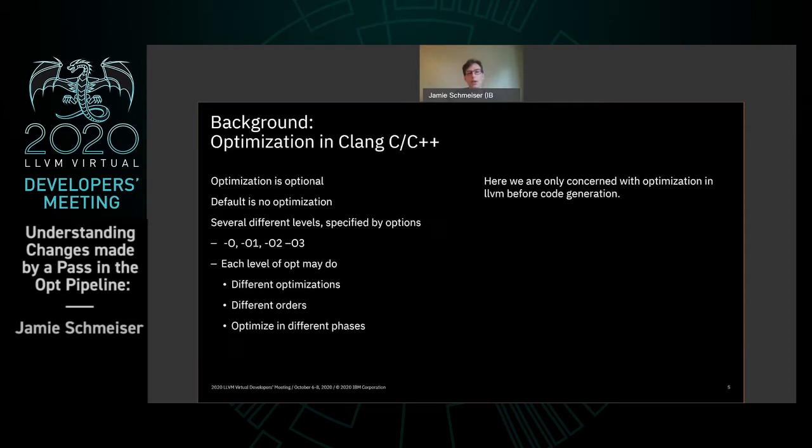Optimization is optional, and the default is to not optimize unless requested. There are various levels of optimization, which may consist of different optimizations, different orders of optimization, or optimization during different phases. Here, we are only interested in optimization of the LLVM IR before code generation.